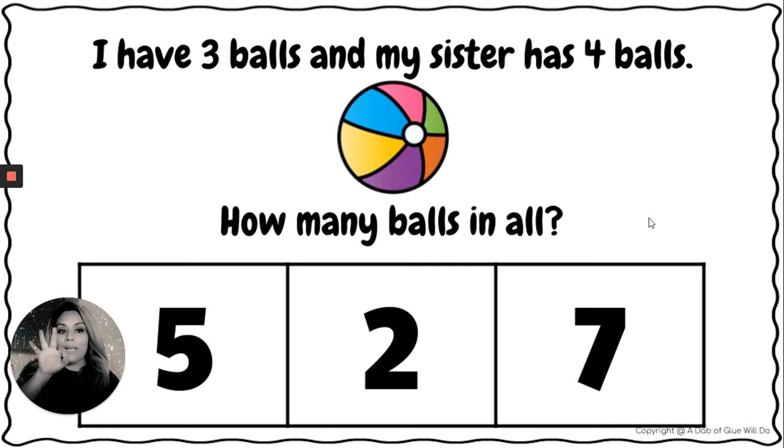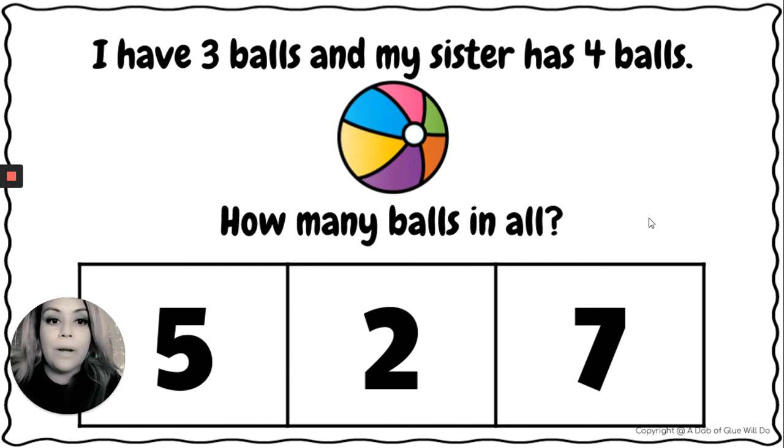I have 3 balls, and my sister has 4 balls. 1, 2, 3, 4. How many balls in all? That's right, 7. We can also count the fast way. 5, 6, 7. Let's say the number sentence starting with 3. Get ready. 3 plus 4 equals 7. Now let's write it.